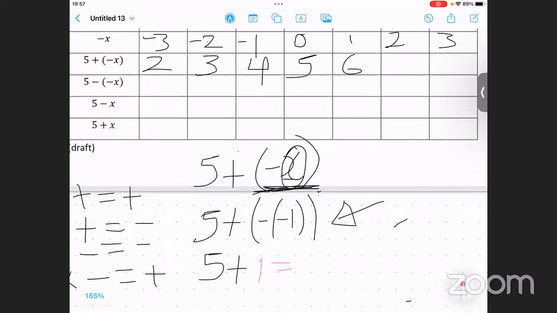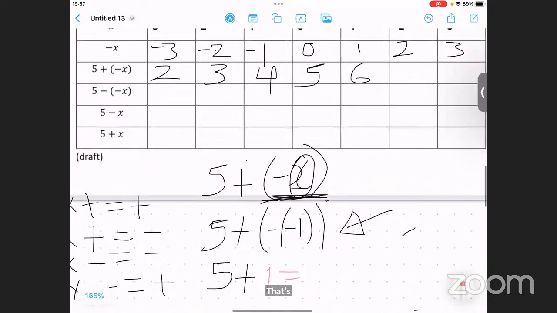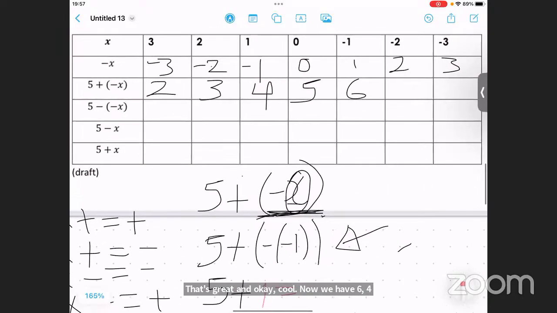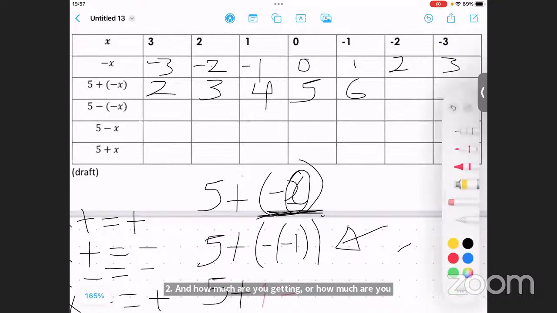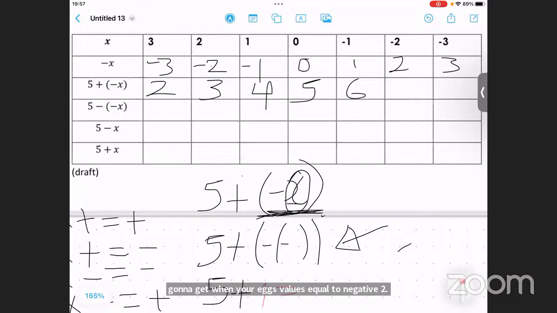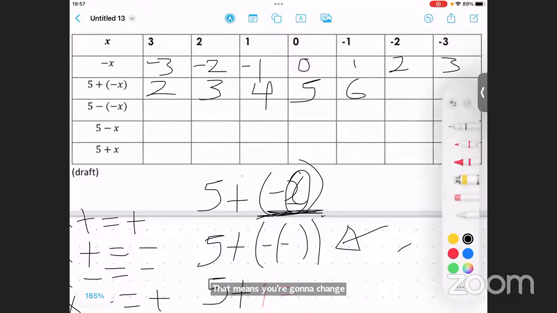Now we have 6 for this one. And okay, let's do it for when our x value is equal to -2. How much are you going to get, Manahil, when your x value is equal to -2? That means we're going to change this to -2.